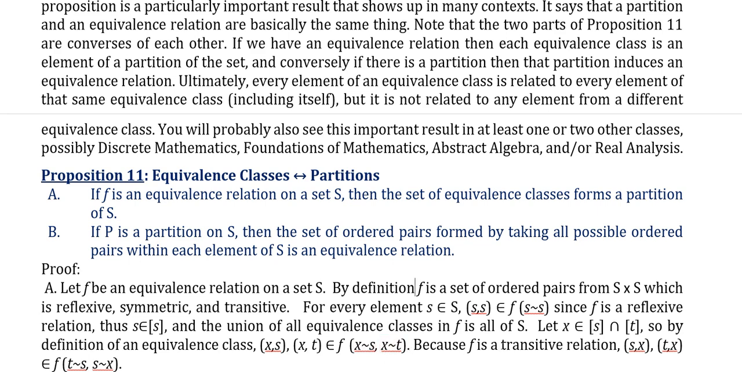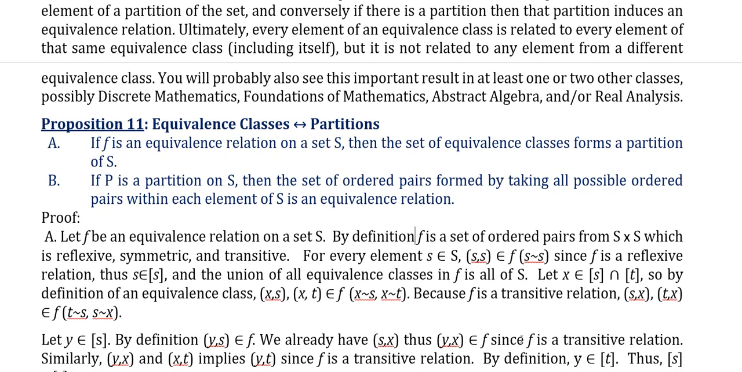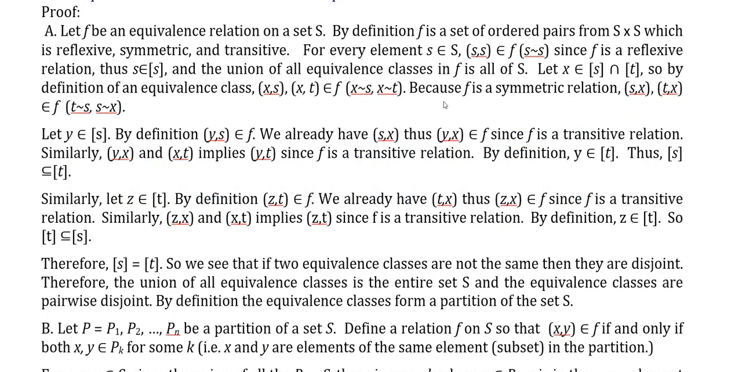Okay, because F is a symmetric relation, we can reverse these ordered pairs and they're still in there. So (s, x) and (t, x) are in F. In other words, we've got x related to s, so s has to be related to x, and x is related to t, so t has to be related to x.